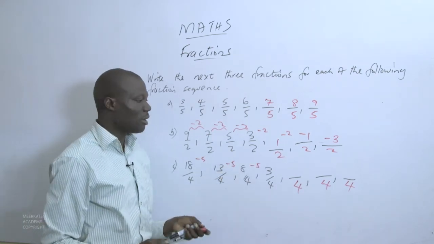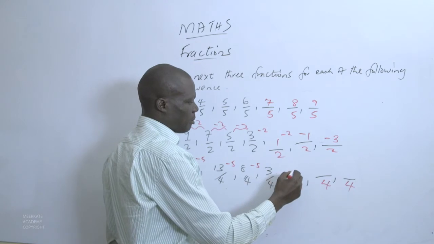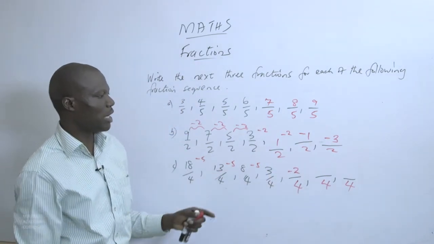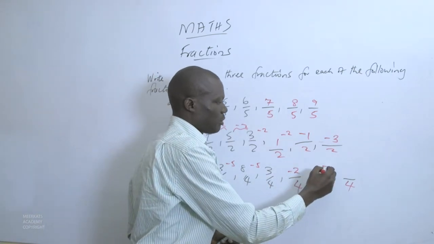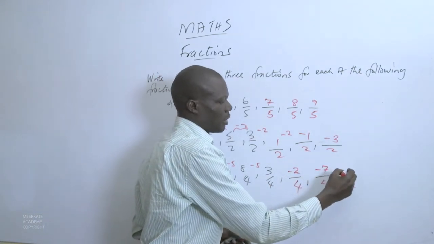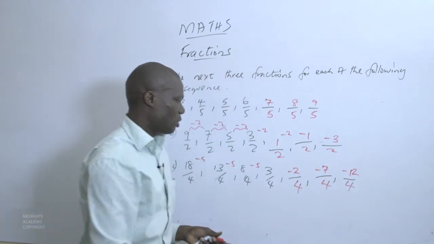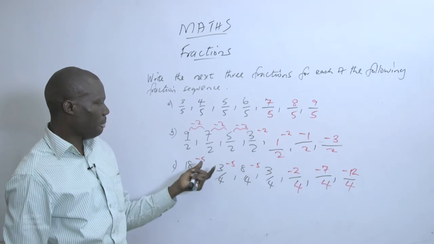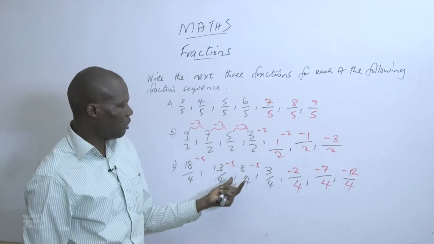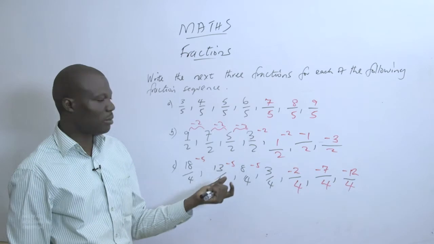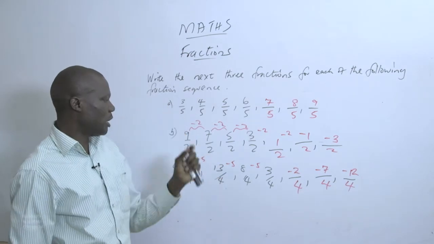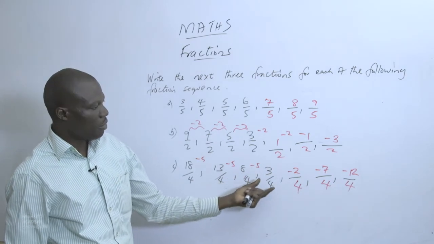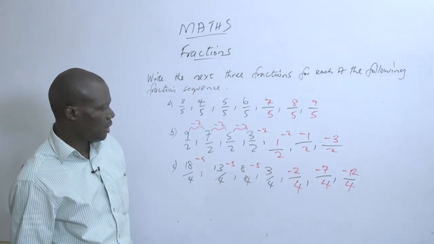So 3 minus 5 gives us negative 2. Then negative 2 minus 5 gives us negative 7. And this one will give us negative 12. So every next numerator has been generated by subtracting 5 from the previous numerator. That is why we are arriving at these numbers.